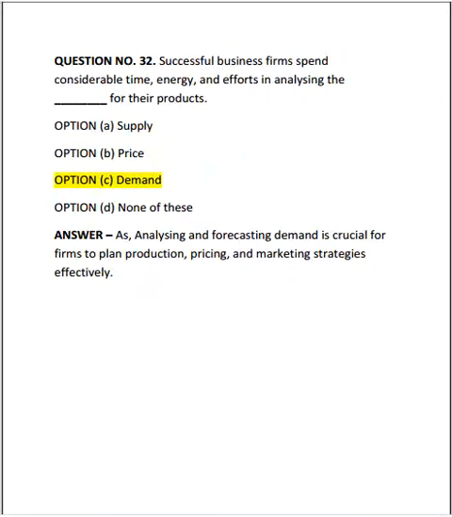Question No. 32. Successful business firms spend considerable time, energy, and efforts in analyzing blank for their products. Option A, supply. Option B, price. Option C, demand. Option D, none of these. Answer: C, as analyzing and forecasting demand is crucial for firms to plan production, pricing, and marketing strategies effectively.